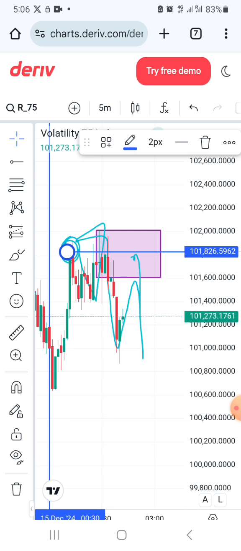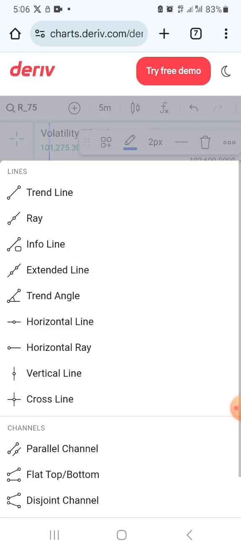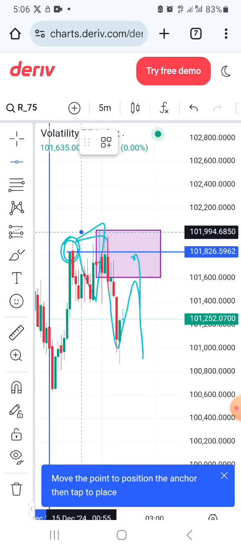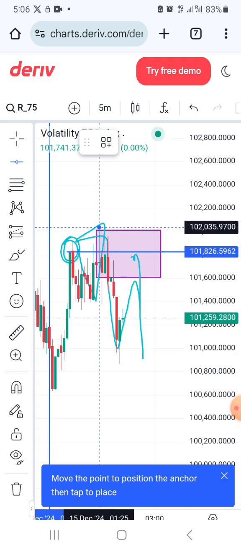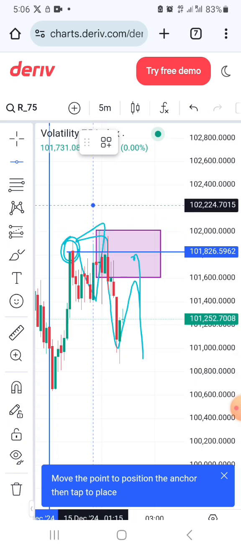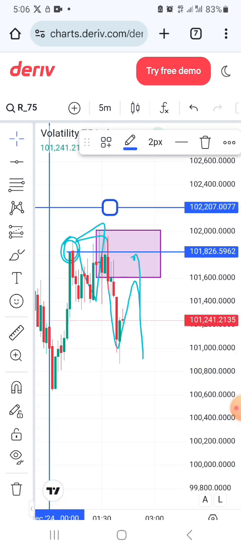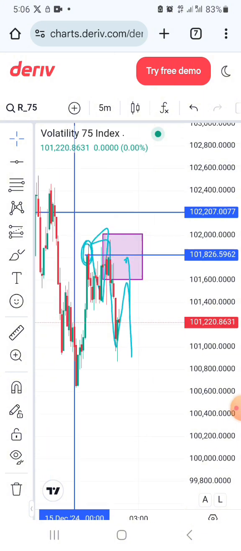Where to put the stop loss? The stop loss is going to be above all of this structure, guys, and then we move some pips above, like here. That is going to be our SL. Are you getting the point? That is going to be our SL.